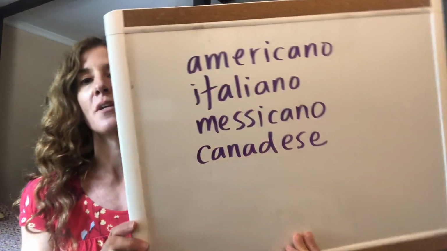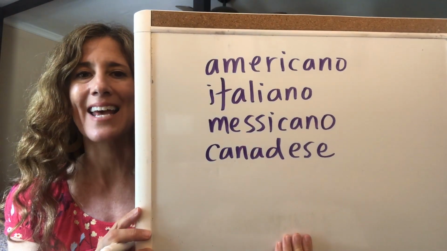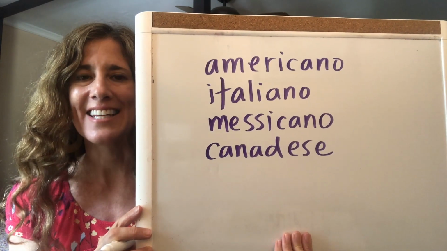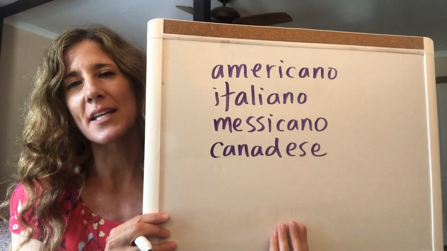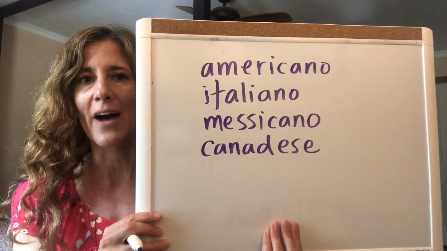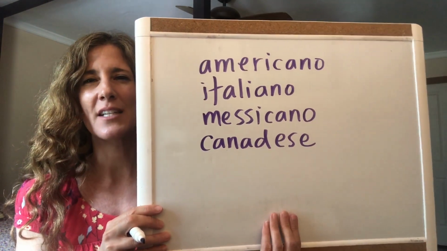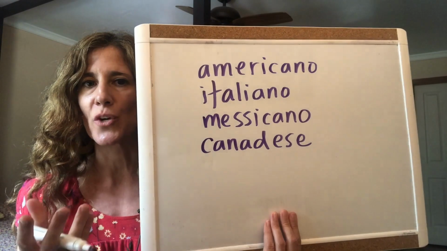And then our country also borders Canada. So this is a different ending. It's not ano like the rest, but if you say Canadian, it's canadese. I was actually born in Canada, so I can't say I'm canadese though because I have an American passport now. But it ends in an E, so you know there's only two choices now, singular or plural.